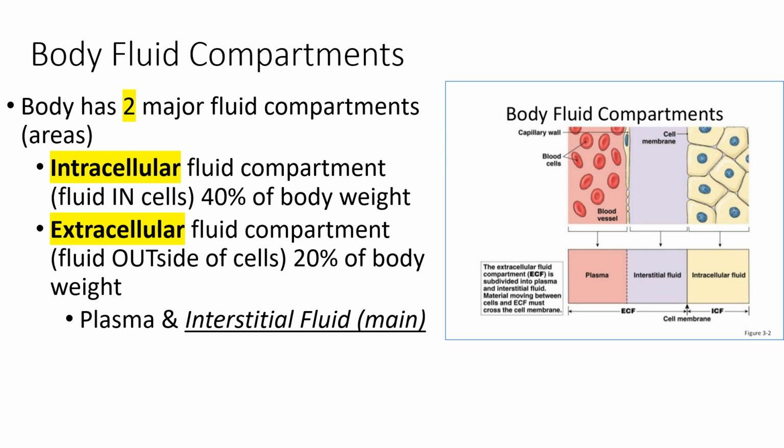Now, plasma and interstitial fluid are going to be found outside of the cell. So this is the primary place you're going to find water outside of the cell, in the plasma, which is traveling in the blood, and in the interstitial fluid. So that is ECF, extracellular fluid.